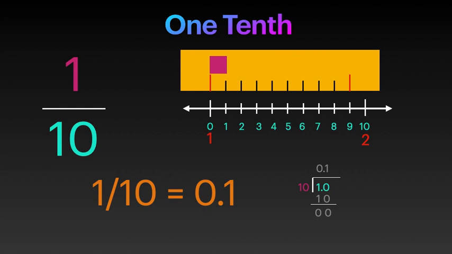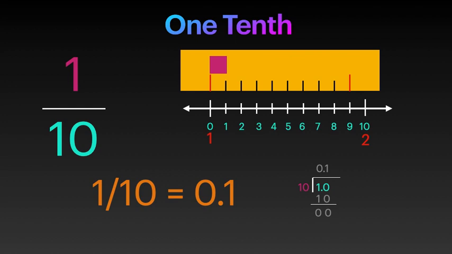Please have a look at the graphic on the screen. It depicts the 1/10. Writing 1/10 with a bar in between means 1 divided by 10. If you go ahead and divide 1 by 10 using long division, here you can see the answer is 0.1.